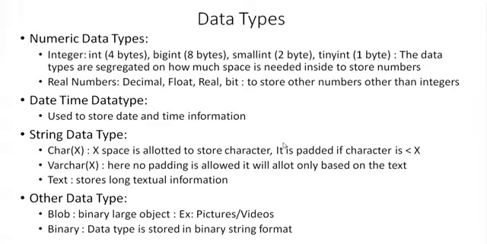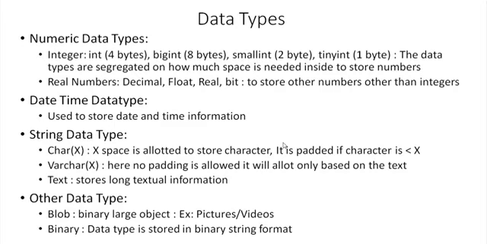Under text, you can store long text information such as paragraphs. That is, you can store long text into this particular data type. Suppose you have a big story and you want to store paragraphs into a particular column, then you can make that column a text data type and store the value.